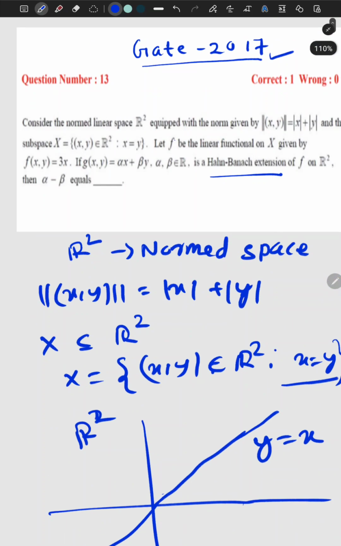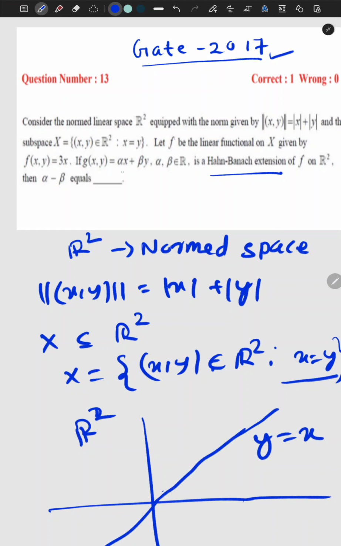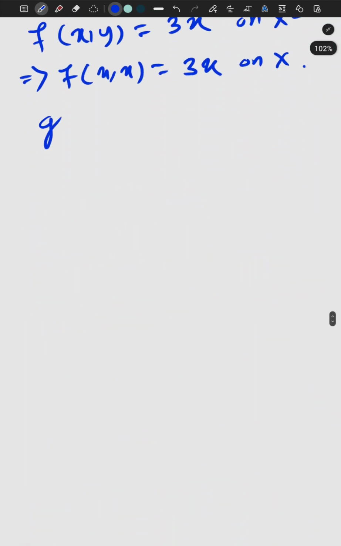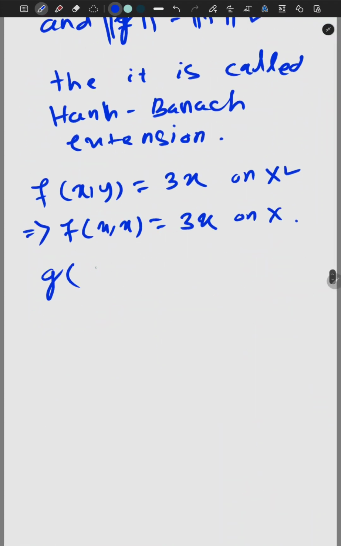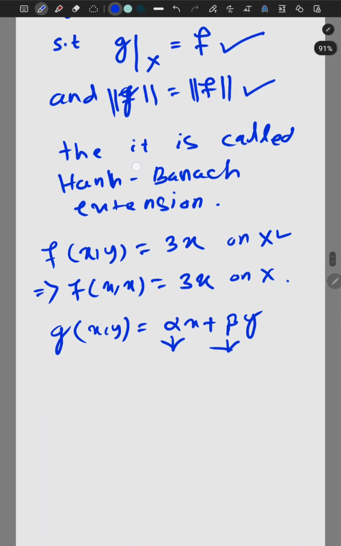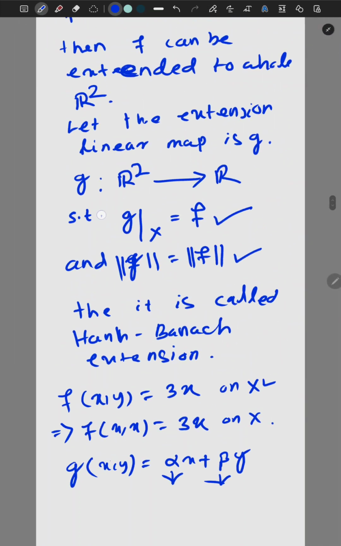G is defined as alpha x plus beta y, and we are asked for the difference alpha minus beta. So we have to explicitly calculate the value of alpha and the value of beta, and then only we can calculate the difference. Here G of (x, y) equals alpha x plus beta y. Our target is to calculate alpha and beta. To calculate these two we will use the two conditions: condition 1 and condition 2.